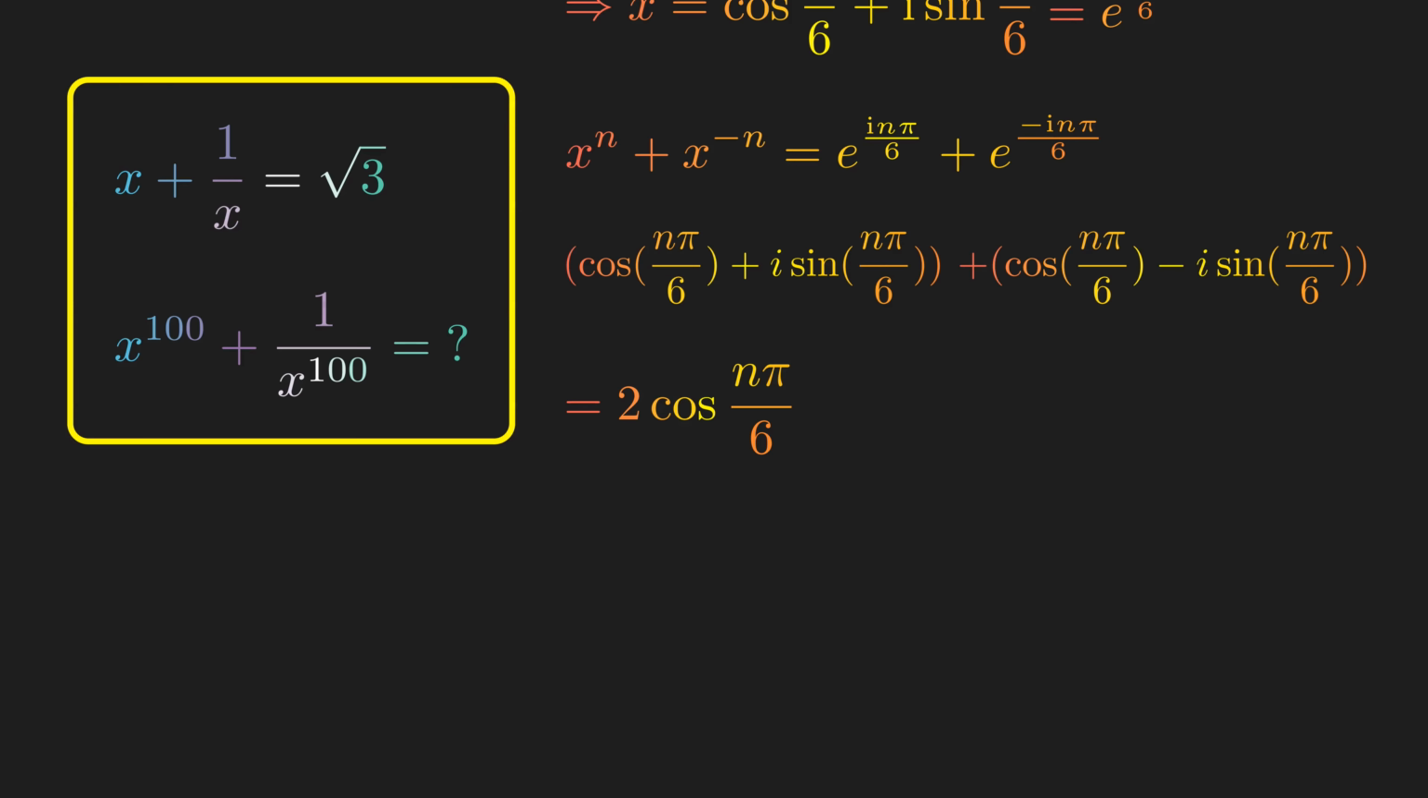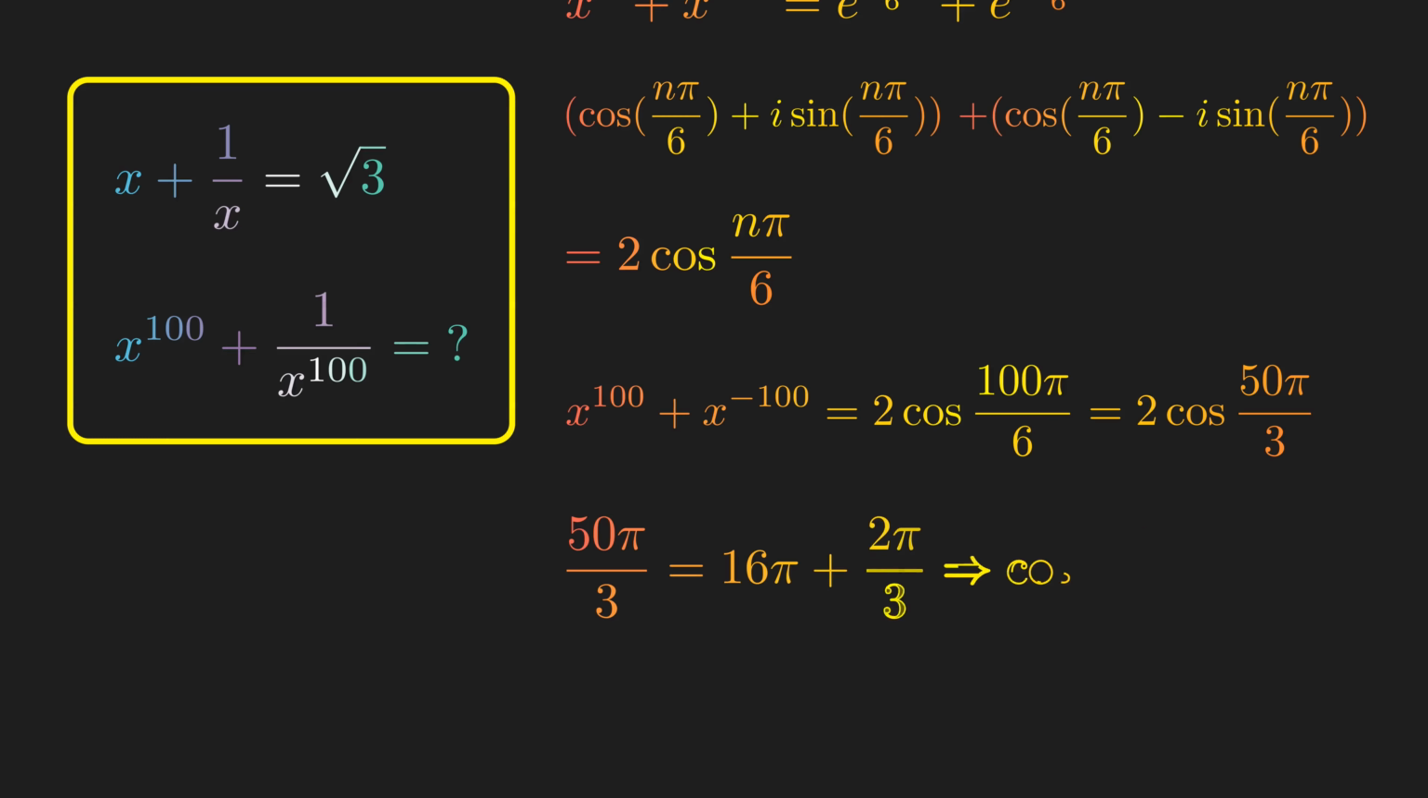Perfect. In the problem, we want x to the power 100 plus x to the power negative 100. So if we put n equals 100, the answer comes out as 2 cosine 100 pi over 6. This can be simplified to cosine 50 pi over 3. Remember, cosine has a period of 2 pi. That means every 2 pi, cosine repeats its values. Here we have a lot of 2 pi turns, many full cycles. So I can rewrite 50 pi over 3 as 16 pi plus 2 pi over 3. And that is simply cosine 2 pi over 3, which equals minus 1/2.